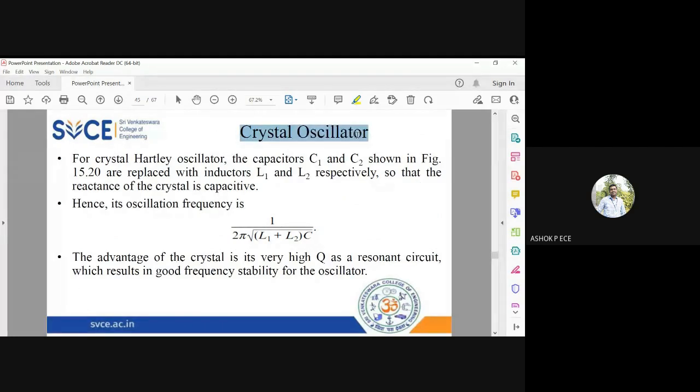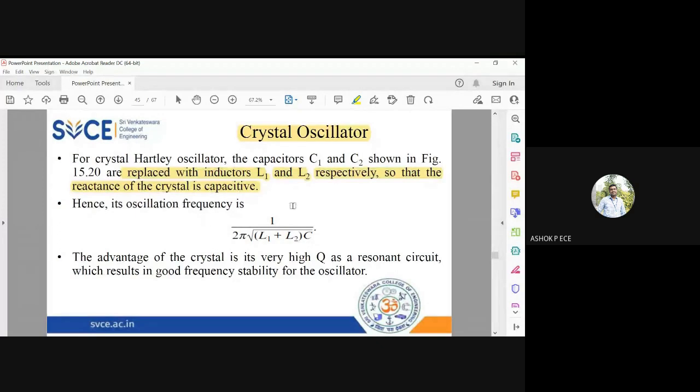So if you are going to have a crystal oscillator based on Hartley or Colpitts, for the crystal Hartley oscillator, see, Colpitts we have seen C1, C2, crystal we are having. Instead of the inductor, we are replacing the capacitor. So for the crystal Hartley oscillator, I will replace L1 and L2 with the crystals.